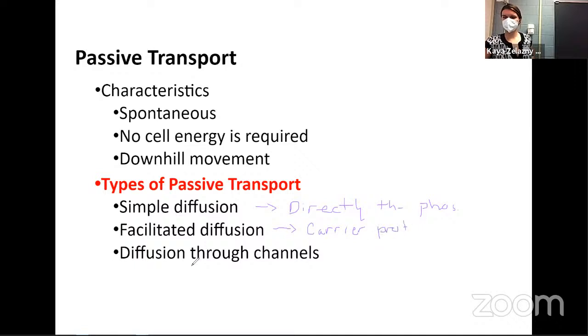Okay. Or we can have movement through channel proteins, a different type of protein we'll be thinking about. So both of these carrier and channel proteins, we've mentioned very briefly before. What type of proteins were these? We had to categorize them, part of the cell membrane. They were one of our components. Integral proteins.